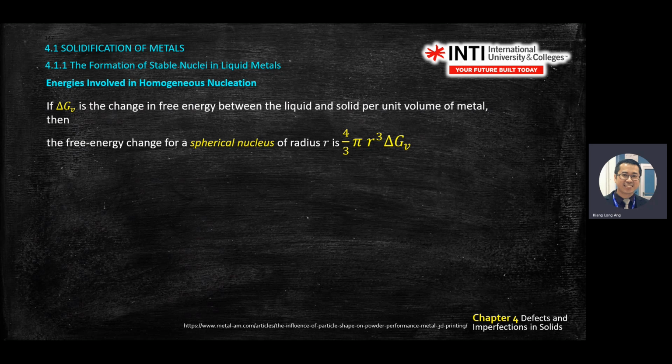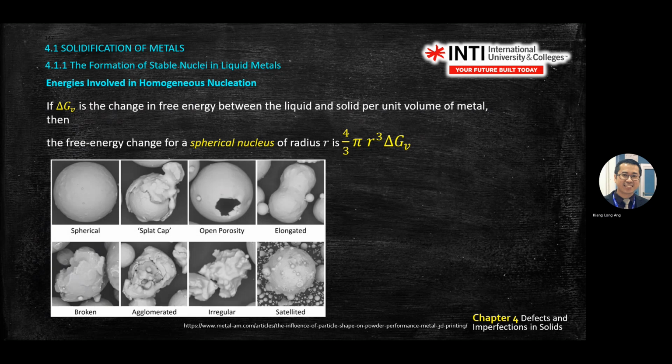Energy here is in joule per meter cubed or per cm cubed. It is in the volume term. So these are a few microscopic images. They have a few types. We are looking at the first type, spherical nucleation. You have a splat cap, open porosity. Porosity means hole. So there will be a hole. You observe a hole on the nucleus, right?